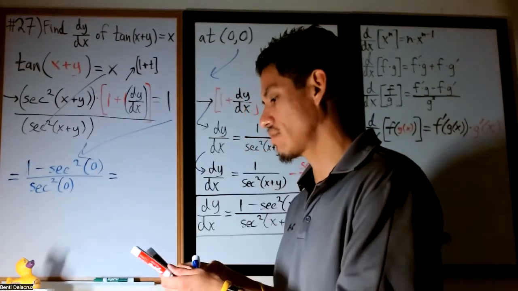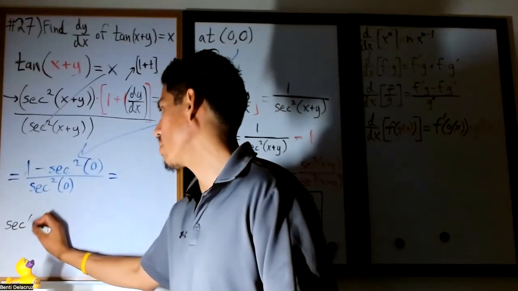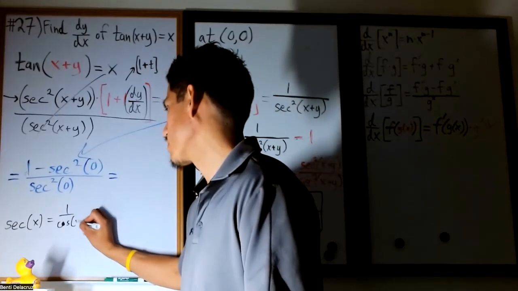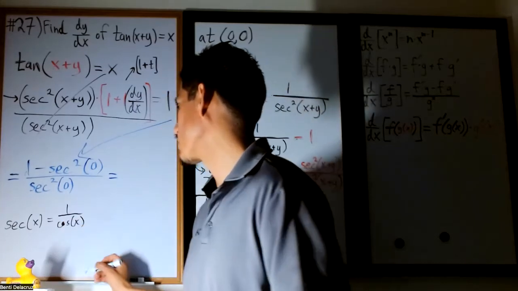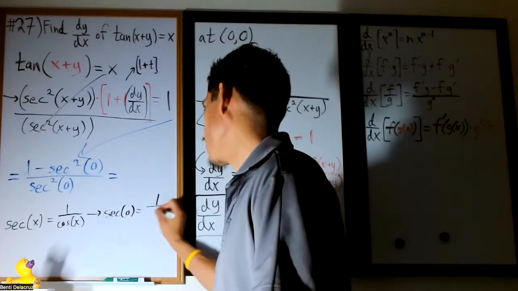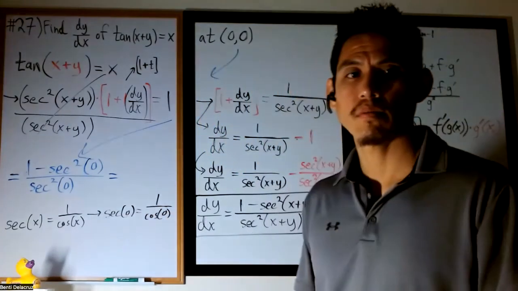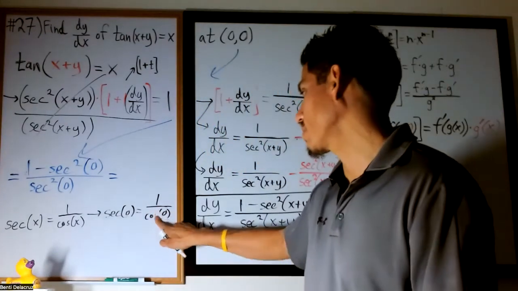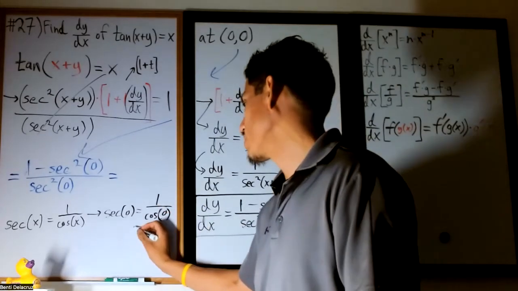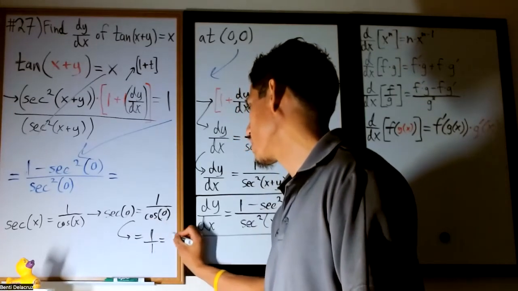Now, in case you need a little trig refresher, here you go. Let's remember that secant of x is equal to 1 over the cosine of x. And so if you want to evaluate secant of 0, that would just be 1 over the cosine of 0. And the cosine of 0, as you should know, is just 1. So then this is just 1 over 1. So it's just 1.